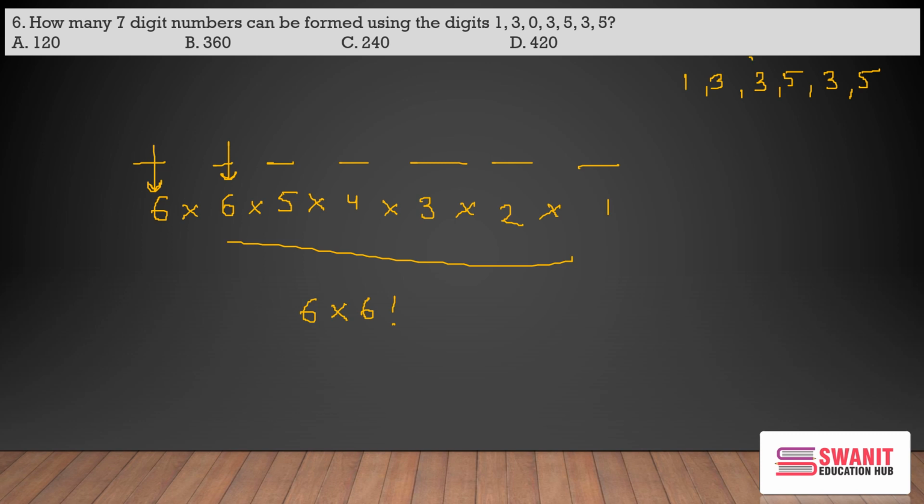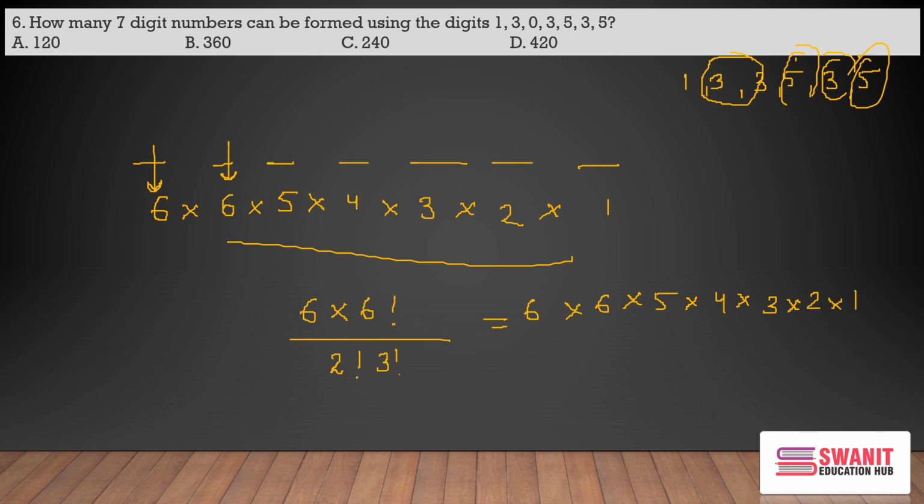Why? Because digit 3 is coming 3 times. Digit 5 is coming 2 times. And whenever we talk about repetition, it should be divided by the number of times the digits are getting repeated. That is 2 factorial and 3 factorial: 2 factorial for 5 and 3 factorial for 3. So when we solve this value, it comes out to be 6 multiplied by 6, 5, 4, 3, 2, 1, and in the denominator we definitely have 3 factorial and 2 factorial.